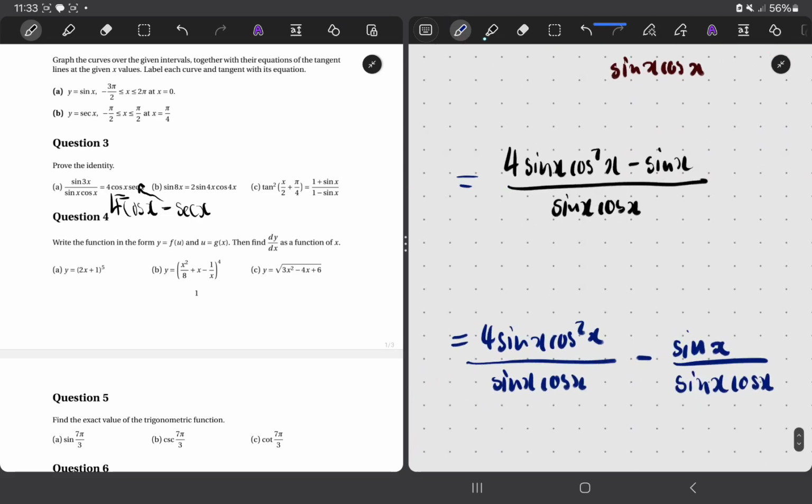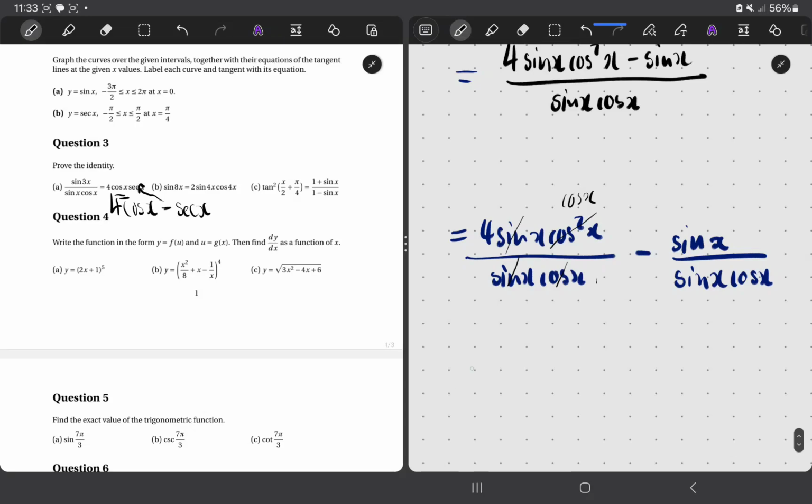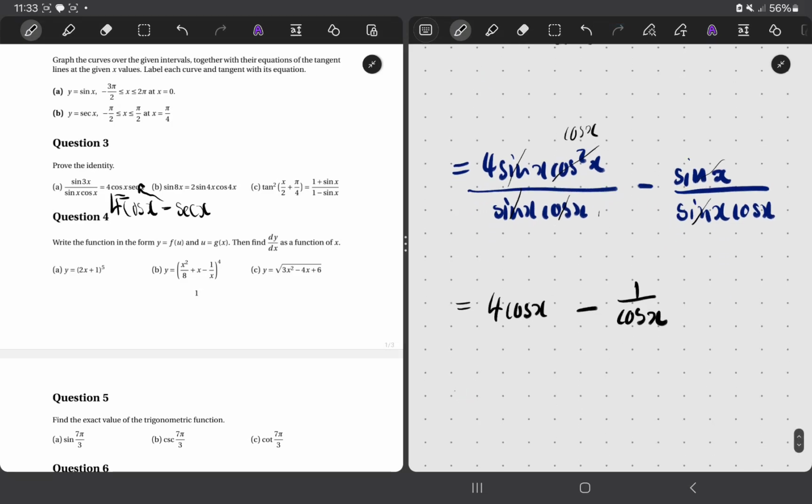So what am I going to end up having now? Well, with the pencil, you cancel softly. You show that sine x and sine x will cancel. Cos x into cos x, 1 into cos squared x will remain with a cos x, because cos squared x had 2 of them, now 1 is going. So now it becomes 4 cos x here, minus here we say sine x and sine x will cancel. Then you remain with 1 over cos x.